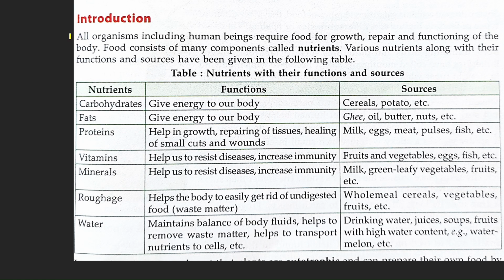First is nutrient requirement. All organisms, including human beings, require food for growth, repair, and bodily function. Food consists of many components called nutrients. Various nutrients along with their functions and sources have been tabulated here. So nutrients, functions and sources. Always remember: carbohydrates, fats, proteins, vitamins and minerals, roughage, water.